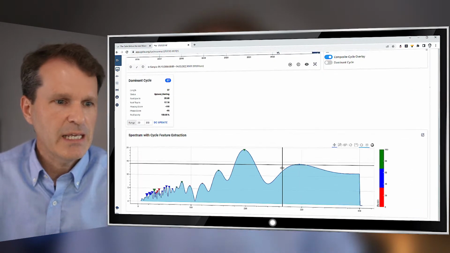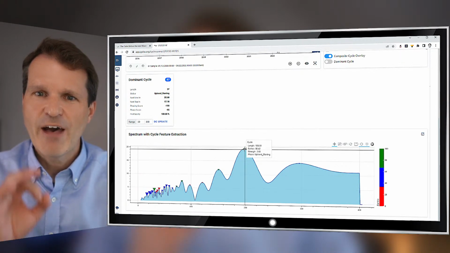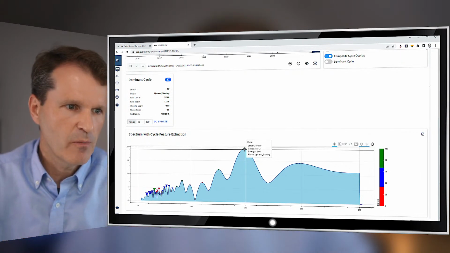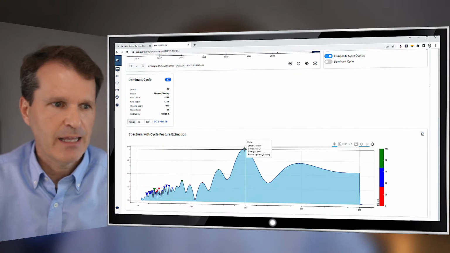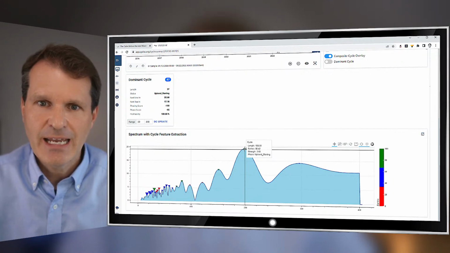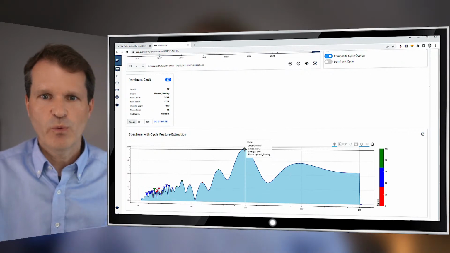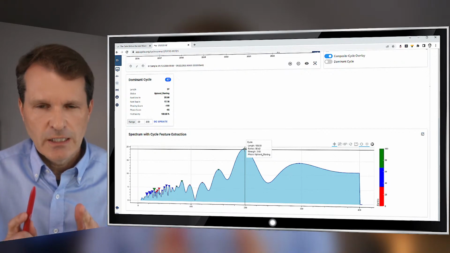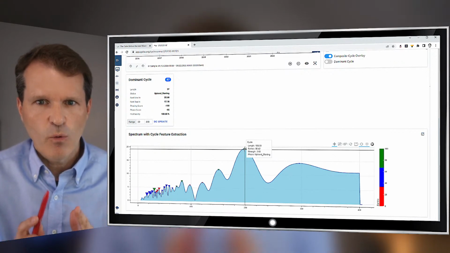Just quickly repeating the same procedure here. We have one clear peak in the spectrum. This time it's a cycle length of 198 weeks. This data set has a weekly time frame. So just rethink a little bit.